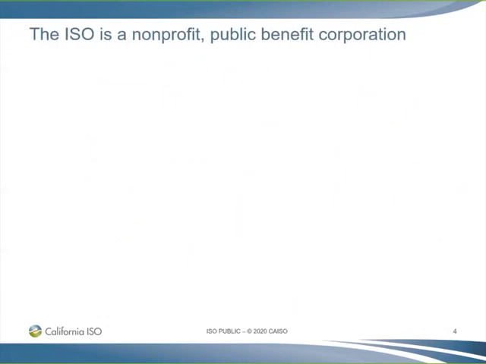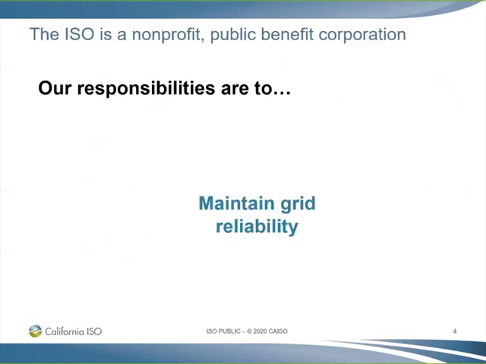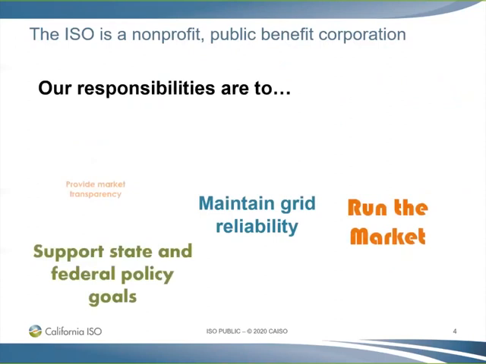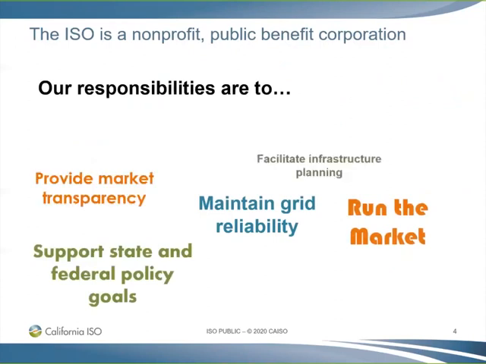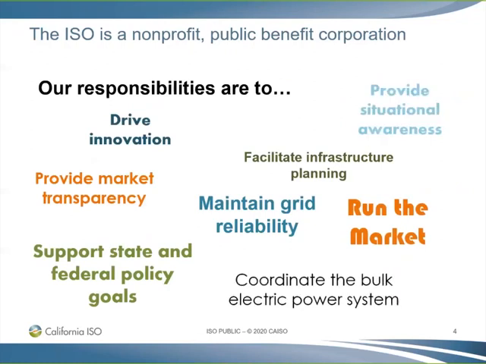Like many other ISOs, the California ISO is a nonprofit public benefit corporation. We are responsible for the constant and reliable flow of electricity for the health, safety, and welfare of consumers. But unlike a public utility, we are profit neutral, we are independent, and we do not serve end-use customers. We operate the transmission system, but not distribution lines.